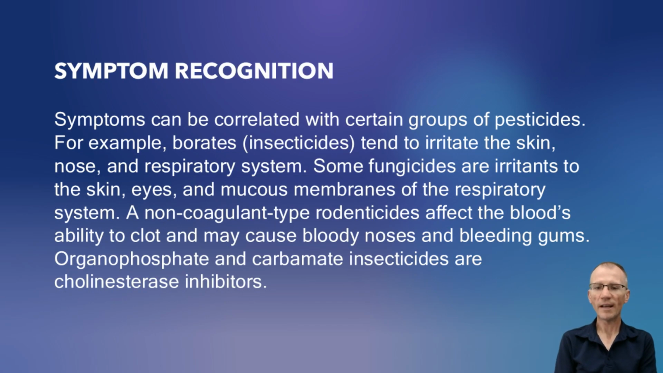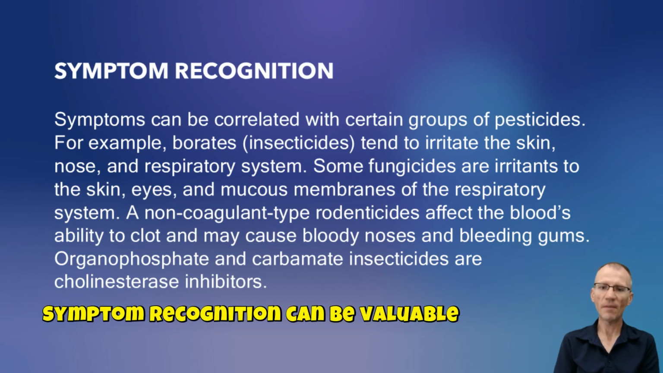Let's look at symptom recognition. Symptoms can be correlated with certain groups of pesticides. For example, borate insecticides tend to irritate the skin, nose, and respiratory system. Some fungicides are irritants to the skin, eyes, and mucous membranes of the respiratory system. Non-coagulant type rodenticides affect the blood's ability to clot and may cause bloody noses and bleeding gums. Organophosphate and carbamate insecticides are cholinesterase inhibitors. We're going to talk more about this as we go, but this symptom recognition can be valuable for you.